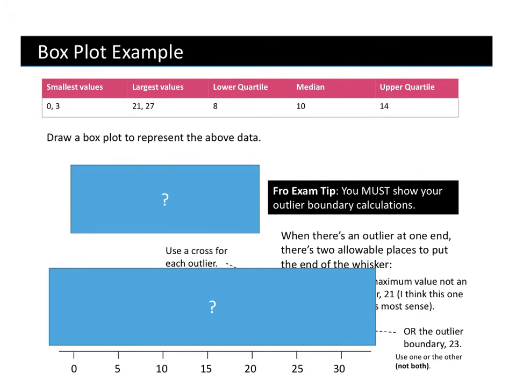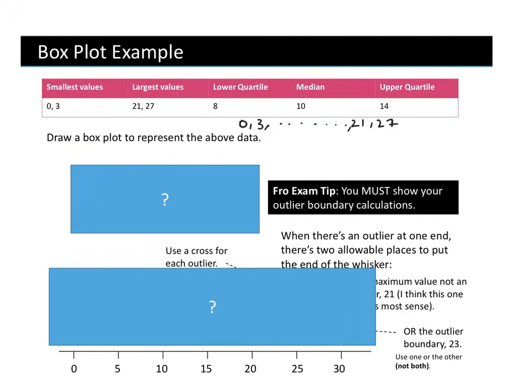Now sometimes it asks you to draw a box plot to represent the data, and we've also got to show our outliers in this. What they've done is they haven't told us all of the data, but they've told us the 2 smallest values, 0 and 3, and the 2 largest values, 21 and 27. So imagine we had our list of data. This is how it's going to look: 0, 3, we don't know the middle, 21, 27.